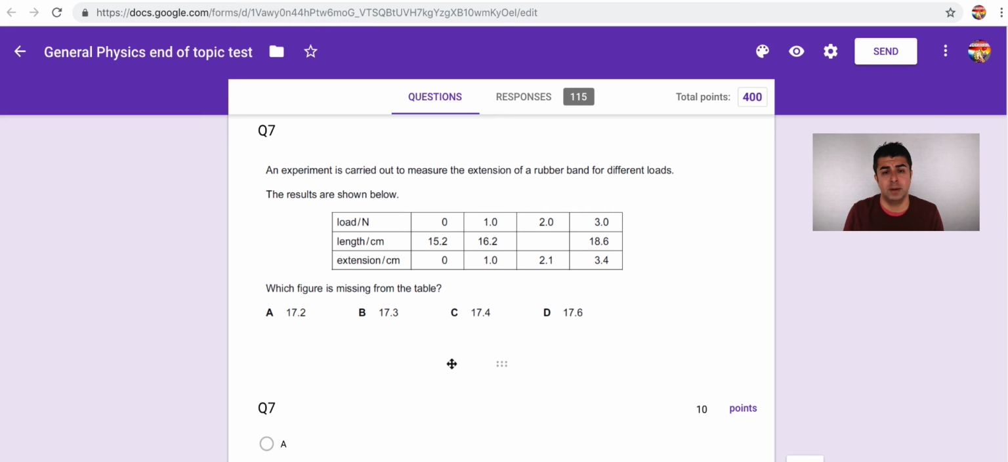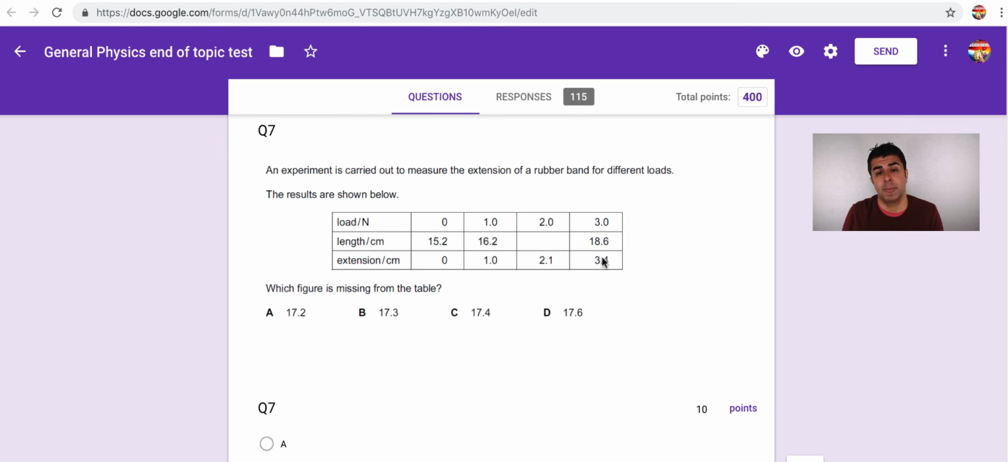So what do you do here? Well, the original length is 15.2. So if you look at where the load is 1 newton, the length there is 16.2. So the extension is 16.2 minus 15.2, which would give an answer of 1. Similarly, if you did 18.6, which is a new length with a force of 3 newtons, minus the original length of 15.2, you would get an extension of 3.4.